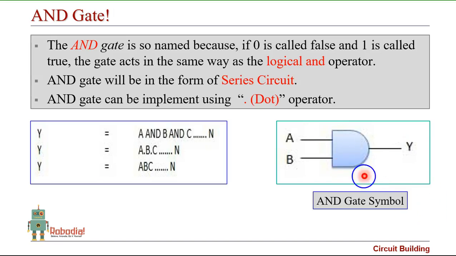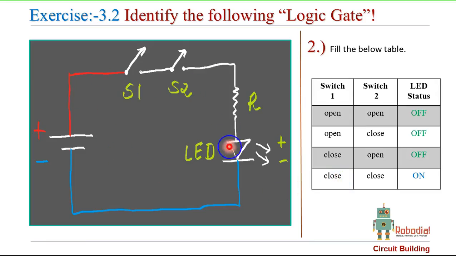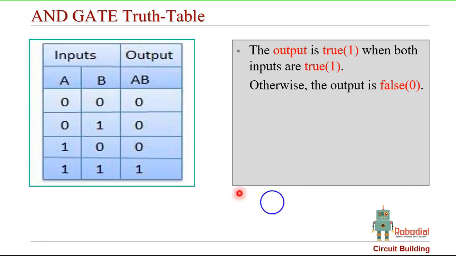And this is the symbol of the AND gate. Your series circuit could be said to be an AND gate also, because it's exhibiting the same characteristic. So here is the truth table for the AND gate. When both my inputs are 0, my output is 0. When either of my inputs is 0, my output is also going to be 0 because it's A into B. Now, when both the inputs are 1, my output is 1. So that's how the series circuit or AND gate works.